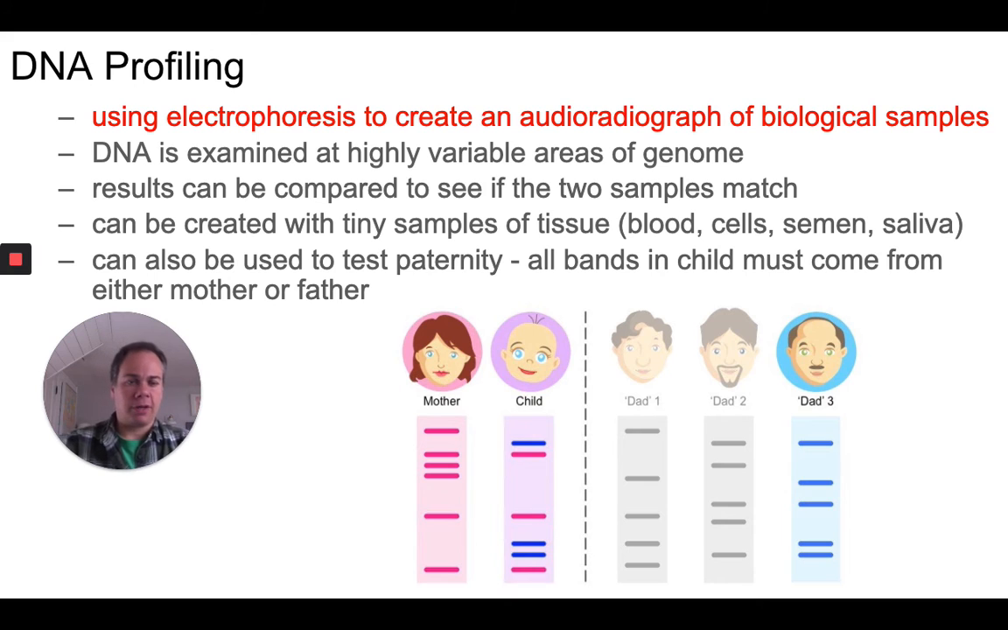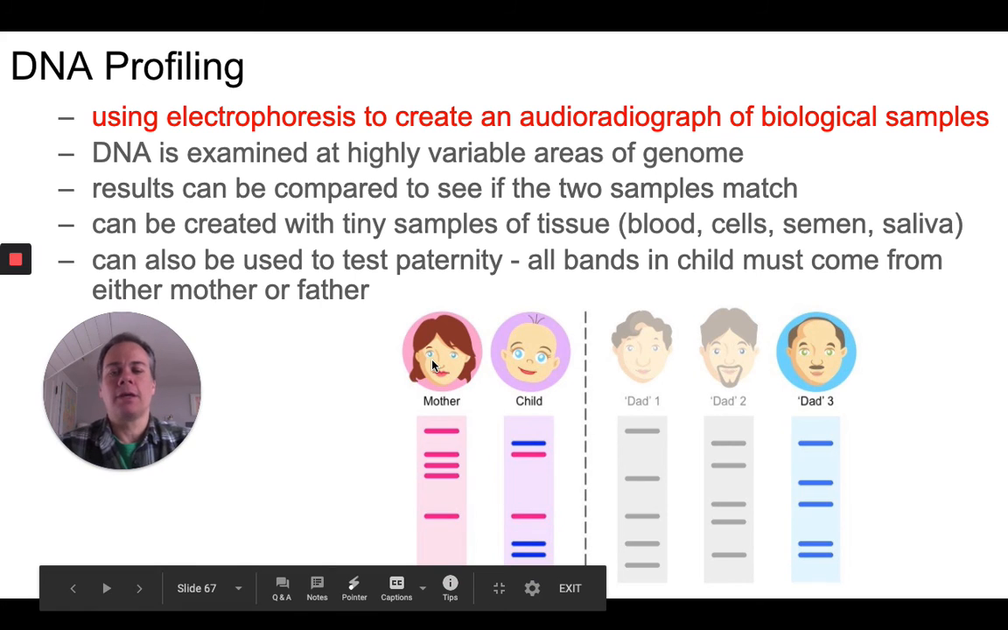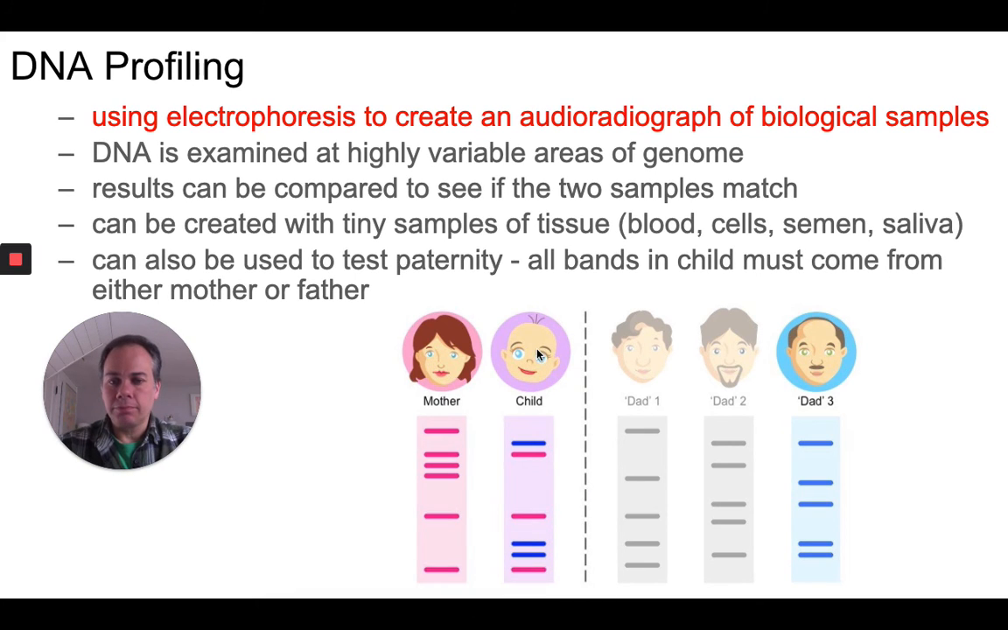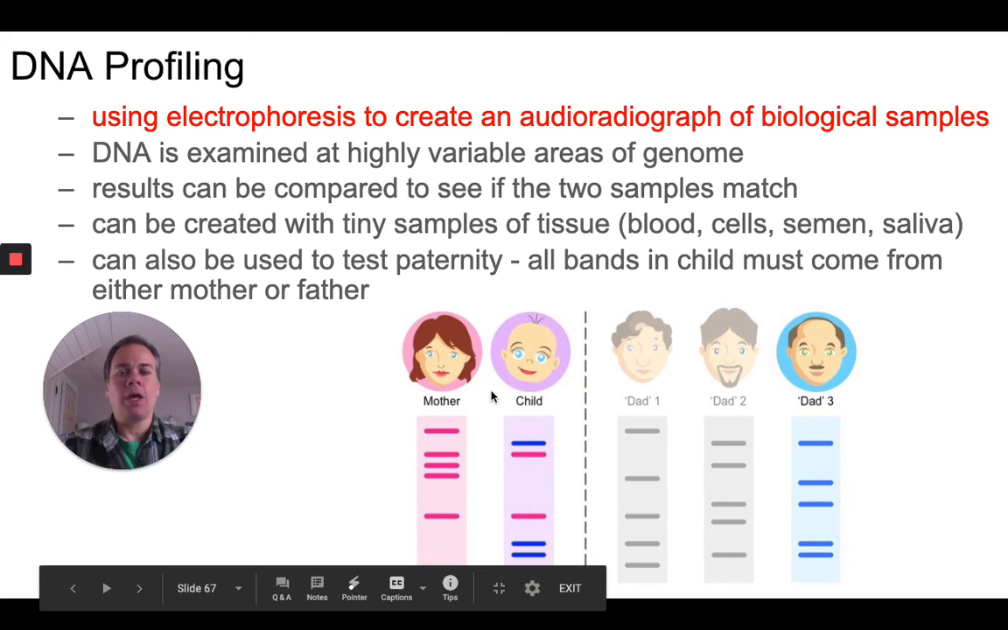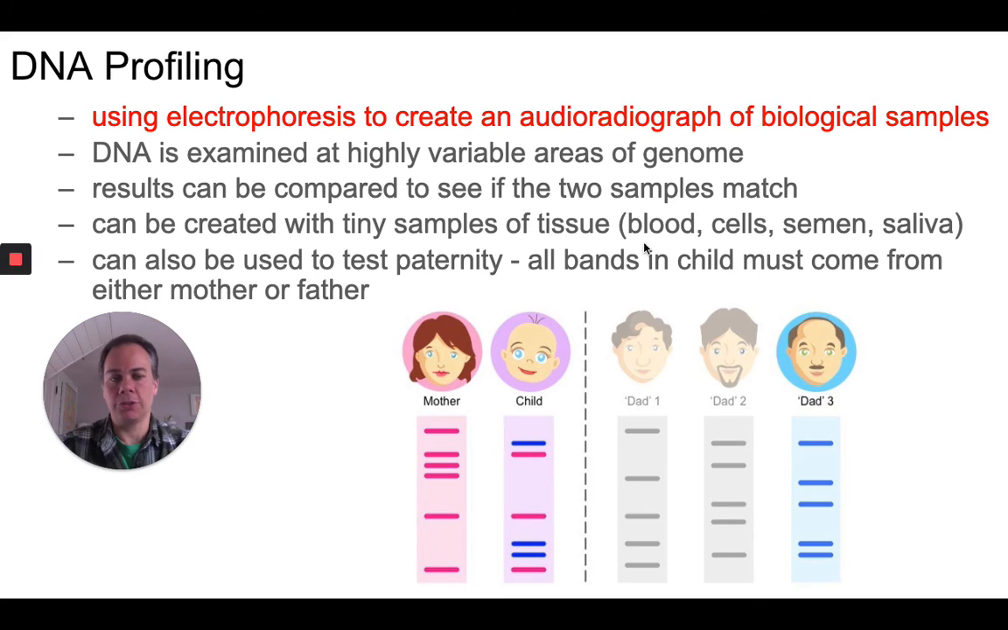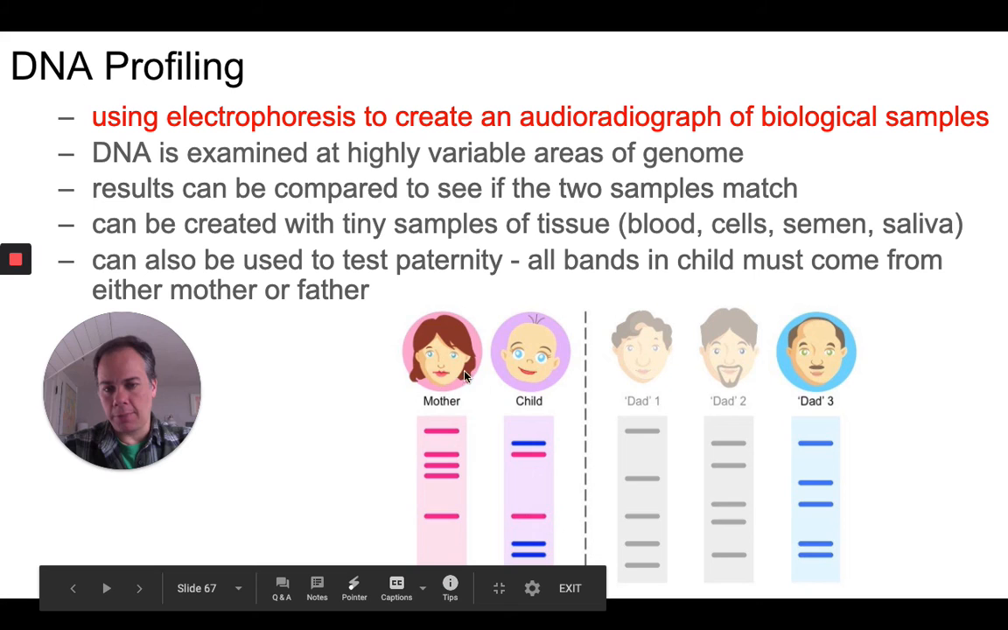Here's an example of paternity testing. So if this mother had a child but was unsure of the father, like Mamma Mia here, this DNA profiling using electrophoresis could be done to help identify who the father was. So if there were 3 potential fathers of this child, you would take samples of DNA from the mother, the child, and all the possible fathers, and you'd run them through this process of electrophoresis. And what you would see is the pattern of bands that shows up in the child.